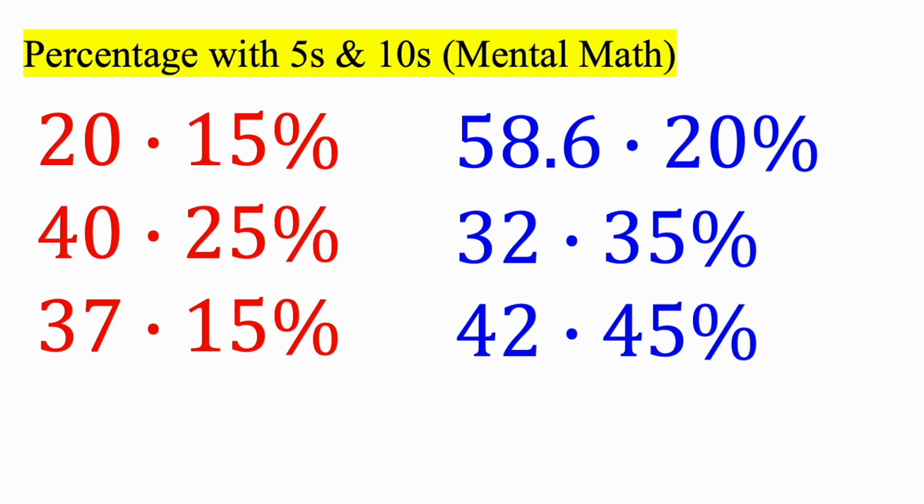Okay, in this video, we're going to deal with percentages with 5s and 10s like 15%, 25%, and like 20%. And so, let's begin. So with 15%, instead what I'm going to think is, what's 10%? 10% is very easy. 20 times 10% is just 2.